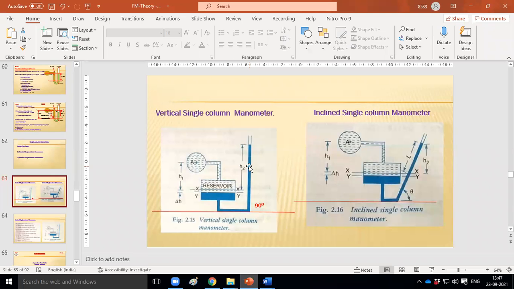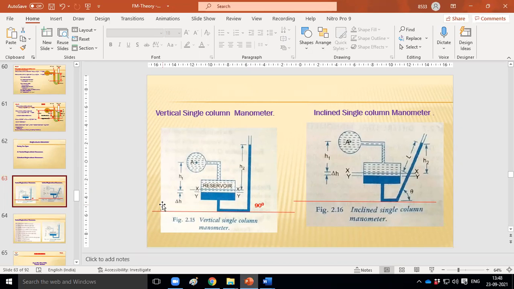But the height is not the same. The height is different. In the reservoir, the height should be small, but at the same time the height in the U-tube is large. Is it understood? Yes, sir. Why does this happen? Because of the bigger cross-section area. The reservoir cross-section area, as compared to the right side limb cross-section area, is very, very large.